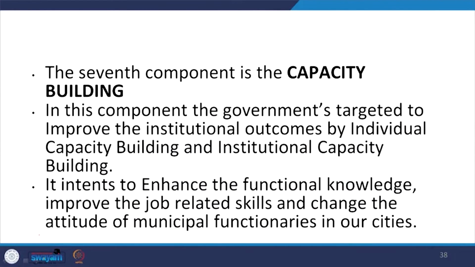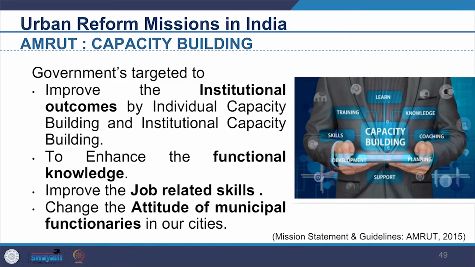The seventh component is capacity building. In this component, the government targeted to improve the institutional outcomes by individual capacity building and institutional capacity building. It intended to enhance the functional knowledge, improve the job related skills and change the attitude of municipal functionaries in our cities.